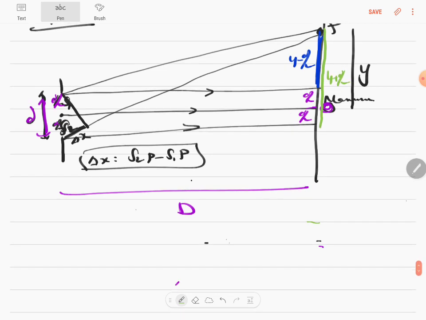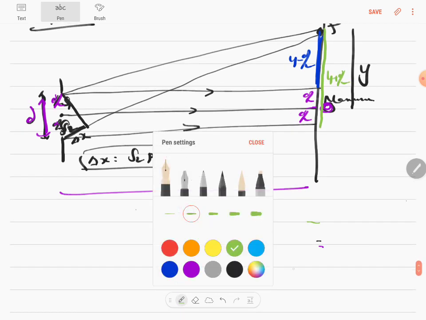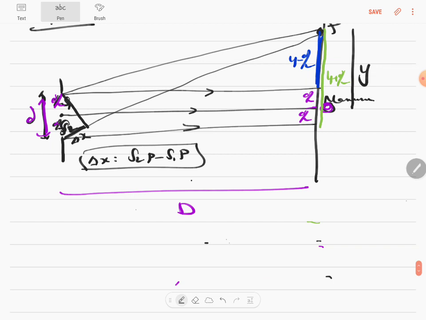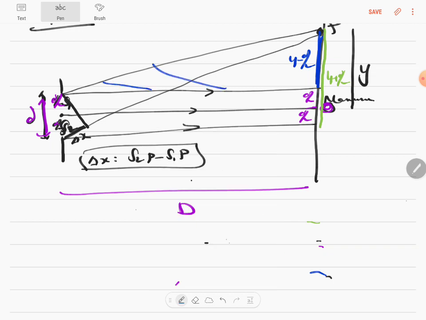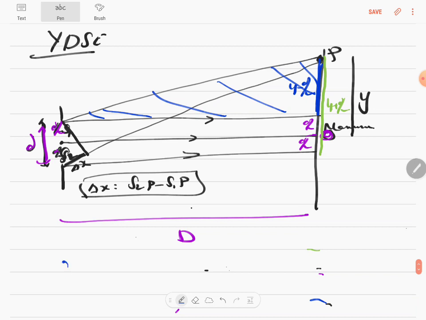I'm going to take these two triangles, because I can't directly find S2P minus S1P. Can you see the triangle? I'm going to take the blue color triangle here, according to which I can find S1P square. S1P square is D square, which is base square, plus the opposite side, y minus d by 2, the whole square. This point is y minus d by 2, blue color, right?